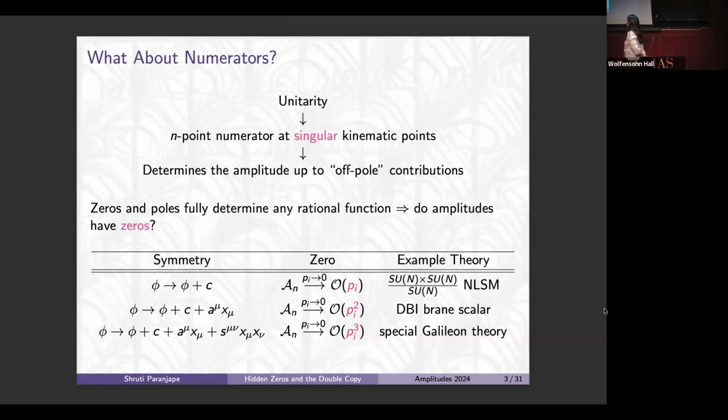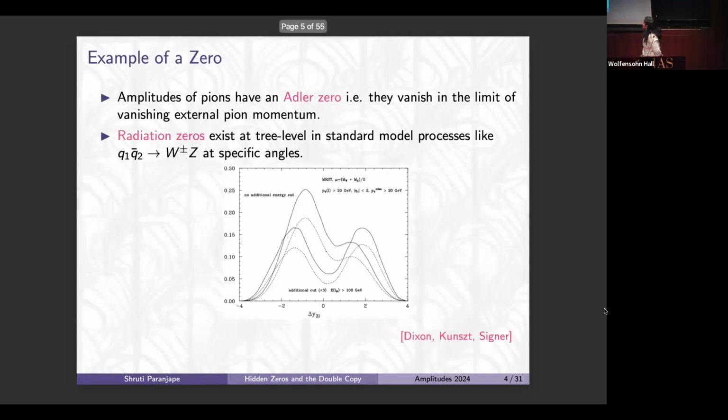So the soft bootstrap is a program that then tells you that the only theories you can write down with amplitudes that behave in this way are these three theories over here. And we'll see two of them quite a bit in this talk, the nonlinear sigma model of pions and special Galilean theory. But if you're not familiar with these, that's fine. They're fully determined by this soft behavior.